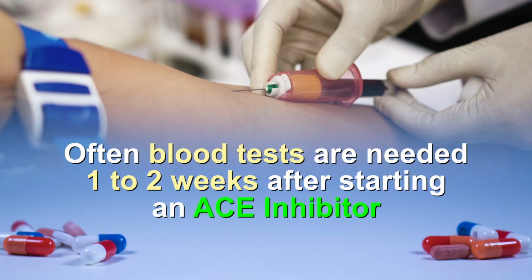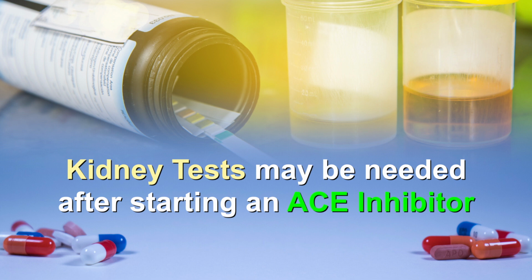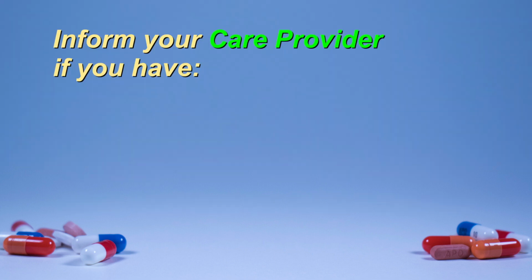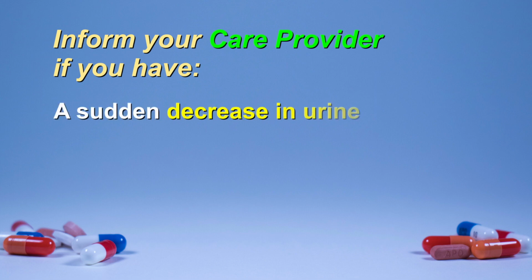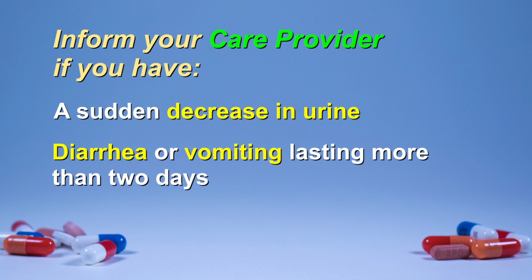You will likely need blood tests within 1 to 2 weeks after starting an ACE inhibitor, and periodically thereafter to monitor your potassium level, which may increase when you are taking this medication. The test may also check your kidneys, since some people may experience decreased kidney function when they are taking an ACE inhibitor. You can help by letting your care provider know if you are suddenly urinating significantly less, or if you have diarrhea or vomiting lasting more than 2 days.